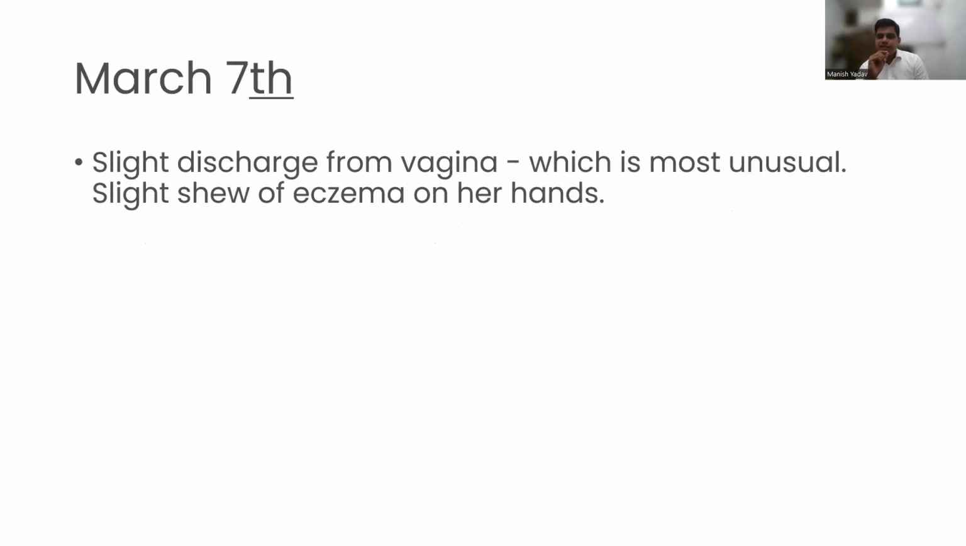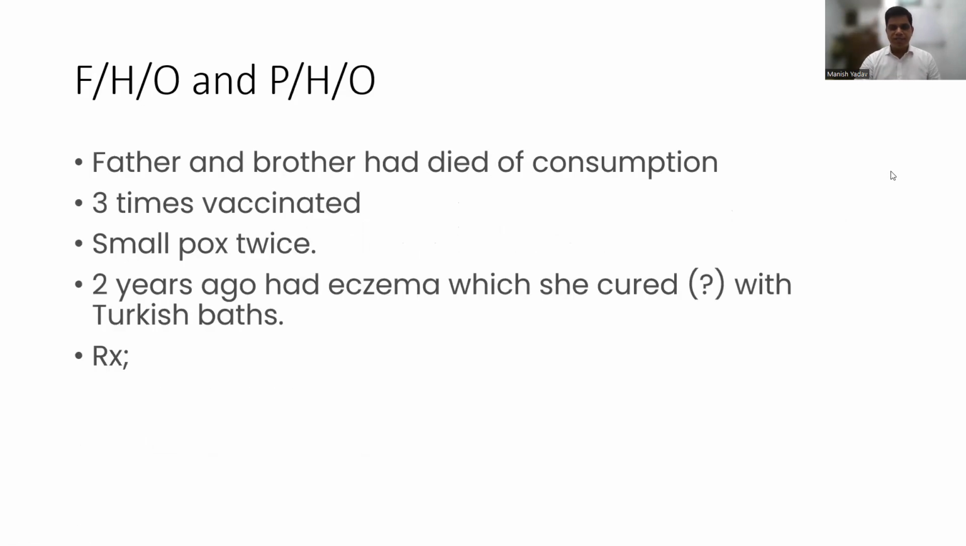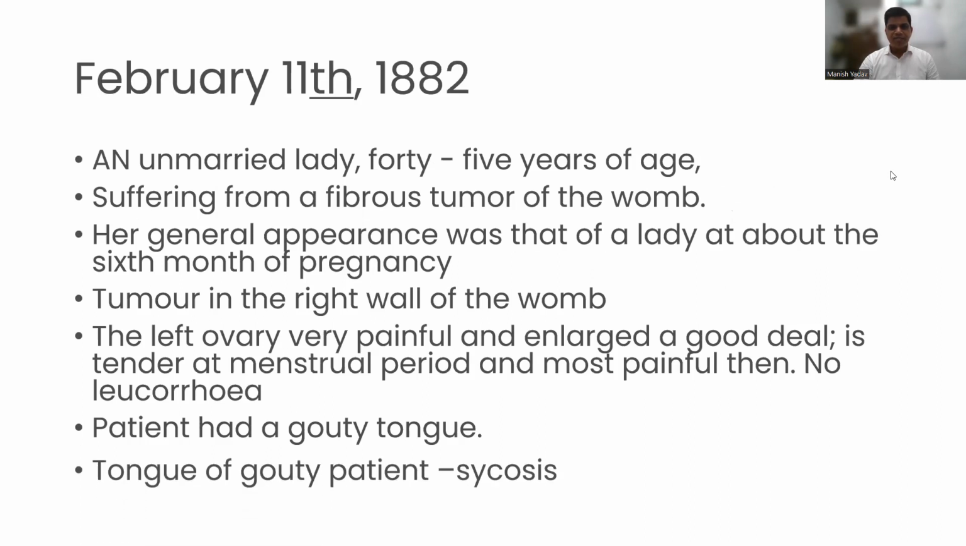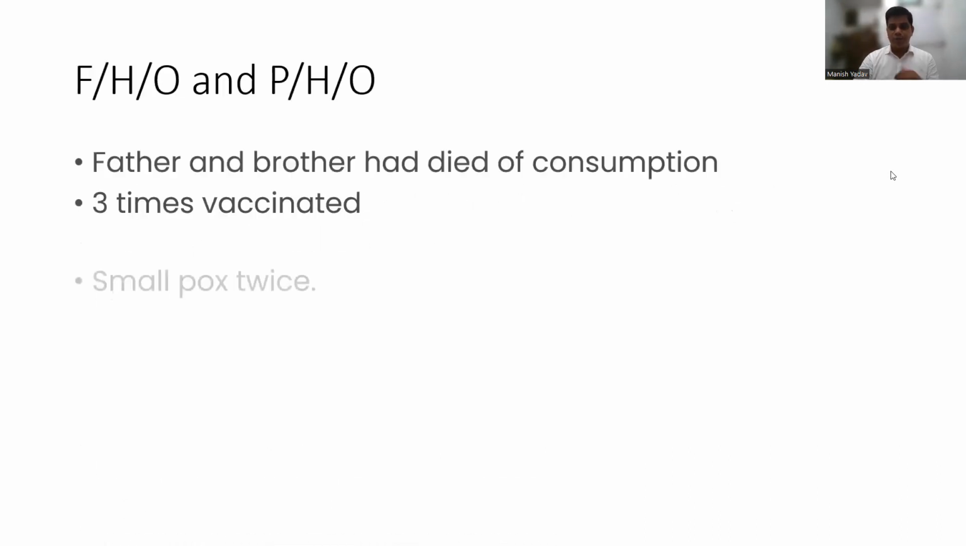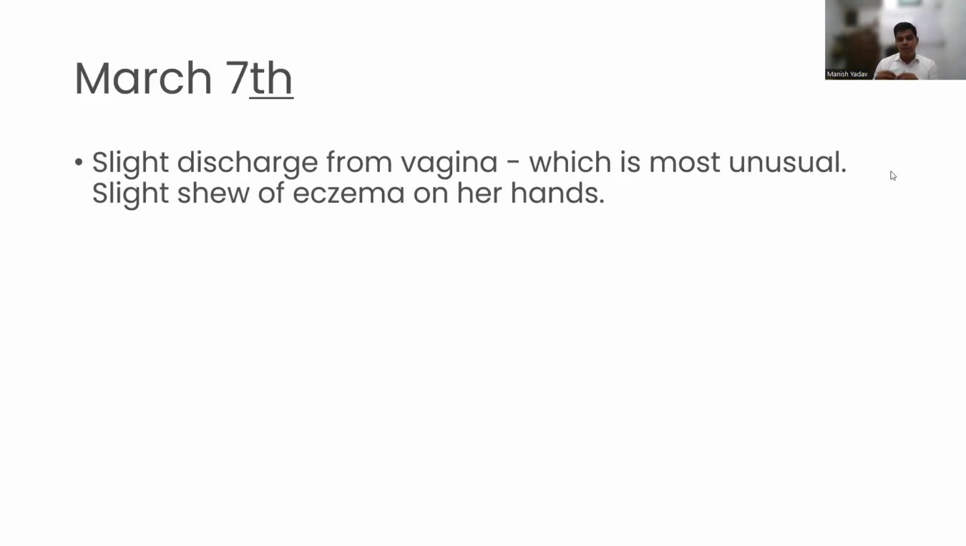What happened here? Slight discharge from vagina, which is unusual, which is most unusual. He writes, which is most unusual. Why did he write that? If you look at the previous slide, the first slide, it says no leukorrhea. You can see here, no leukorrhea. So what I assume is that she never got leukorrhea. So for her, after the remedy, when discharge from the vagina started, this was very unusual. Slight show of eczema on her hands.